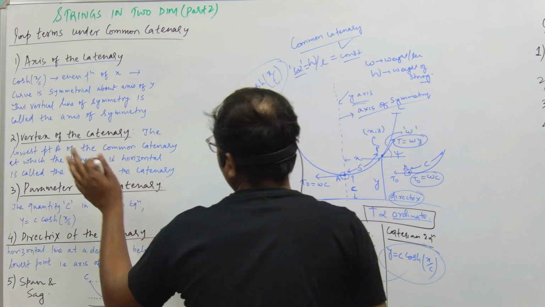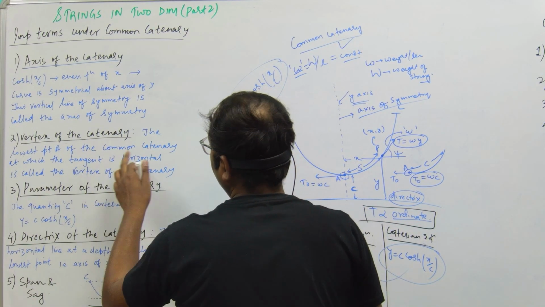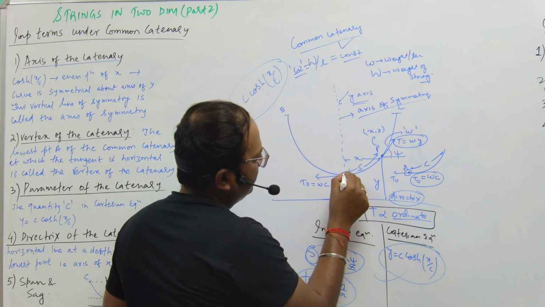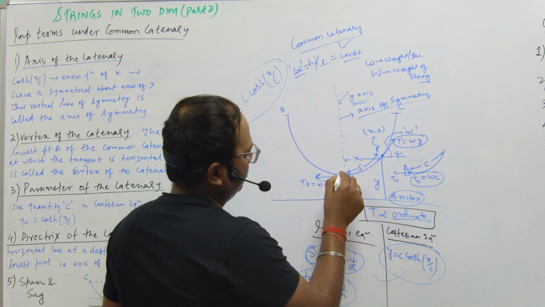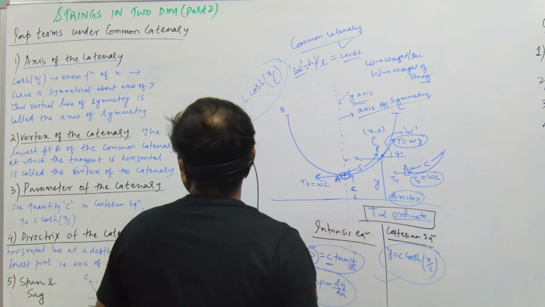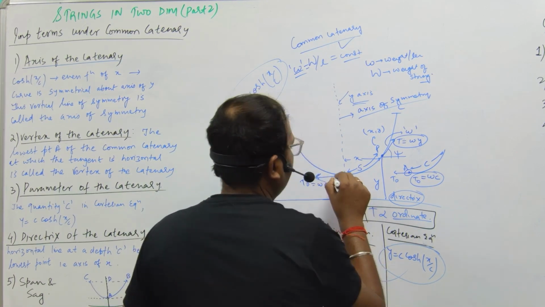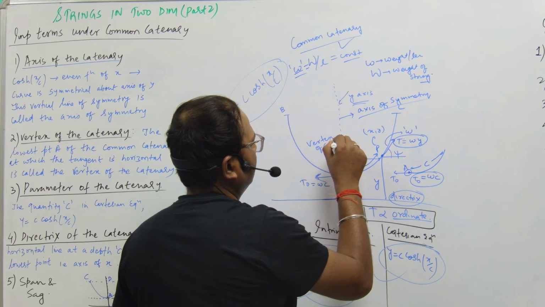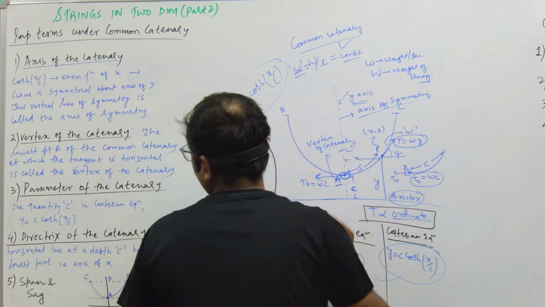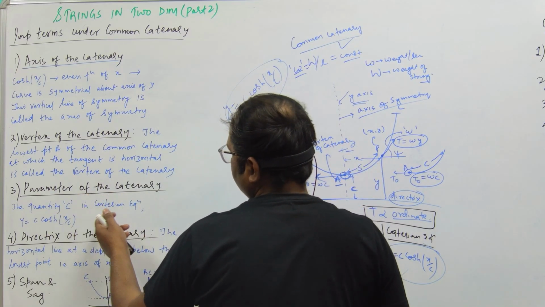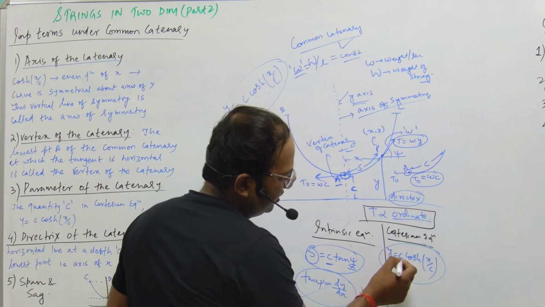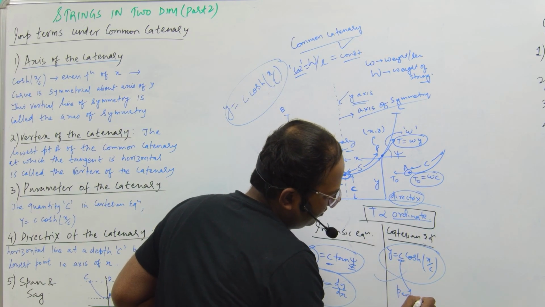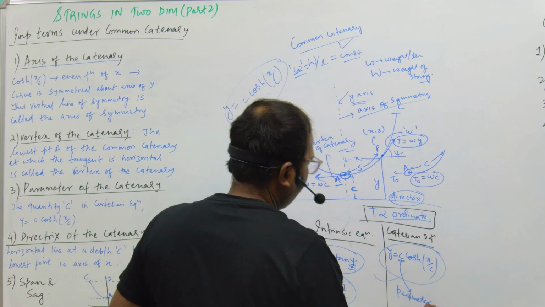Now we have the vertex of the catenary, the lowest point A of a common catenary at which the tangent is horizontal. At this particular point the tangent is in the horizontal direction. This point A is the lowest point, so it is called the vertex of the catenary. Next, the parameter of the catenary: the quantity c in the Cartesian equation is the parameter of the catenary.